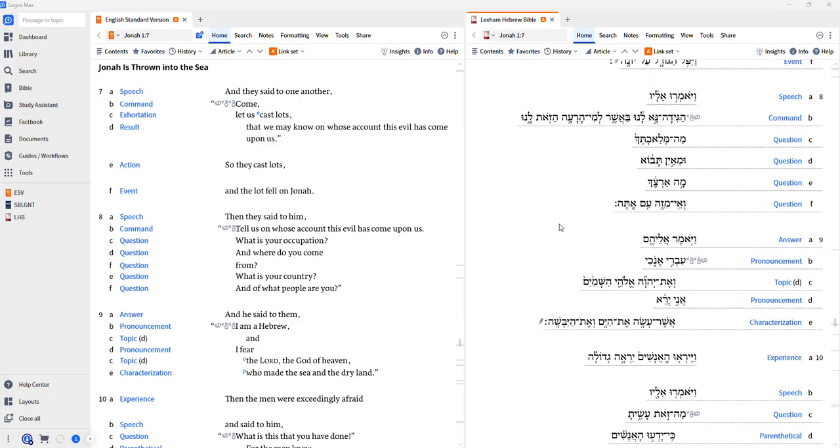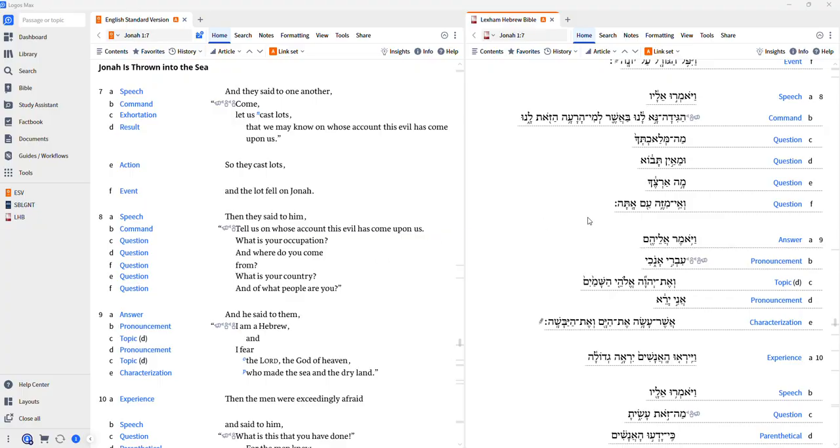Let's continue on to verse 8 here. So we have verse 8. And verse 8 tells us that they are now speaking to Jonah. So the men speak to Jonah. And once again, we see this idea of the "tell us this account." So this refers to Jonah because of the questions that follow. And you have this word evil again. We already dealt with that.